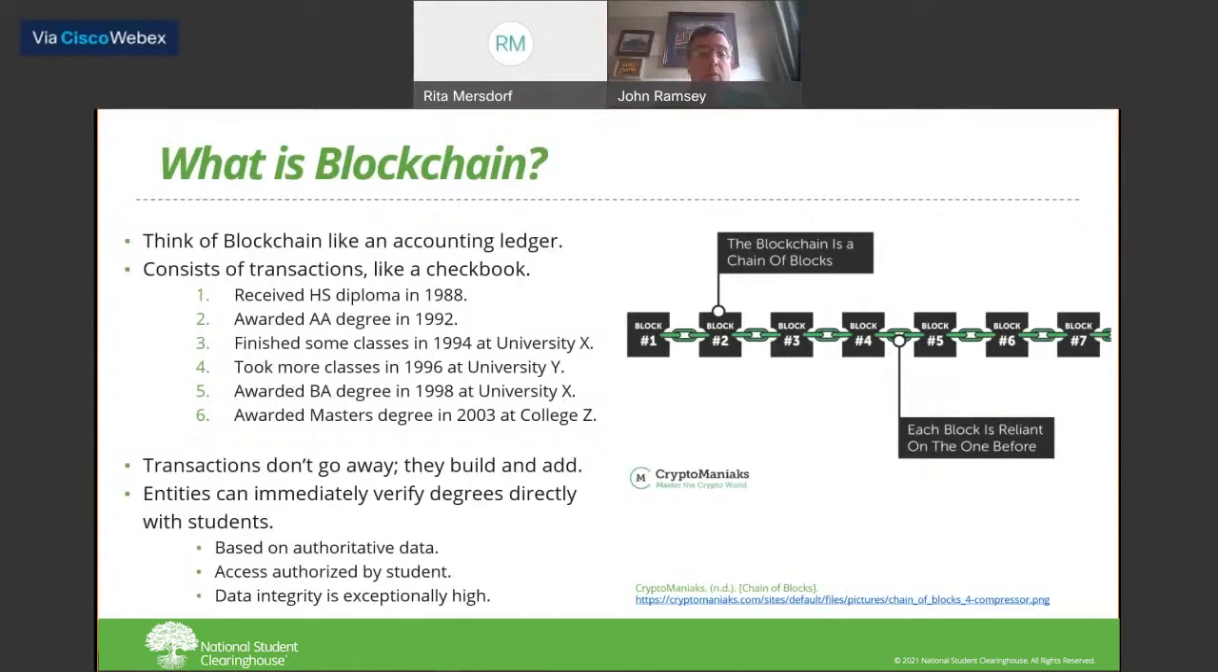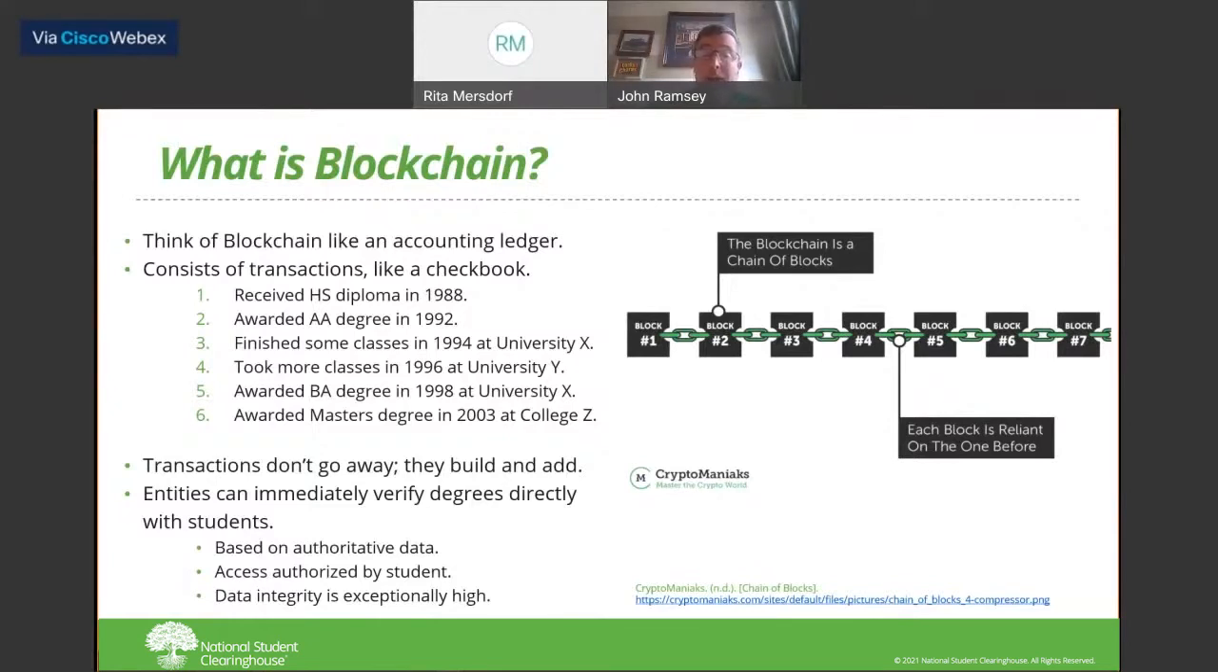Block number two, I was awarded an associate's degree in 1992. You can't unaward the degree once it's provided. So that becomes an authoritative data point and is added to block number two. So block number one doesn't go away. It's just there historically. Block two is just added to that. Block three, I finished some classes in 1994 at University X. So these classes and grades get added into this blockchain. Block four, I took more classes in 1996 at University Y. I'm former military, so I have a lot of universities that I attended that helped formulate all of the requirements I had for my degrees.